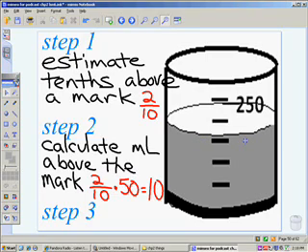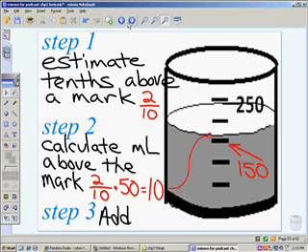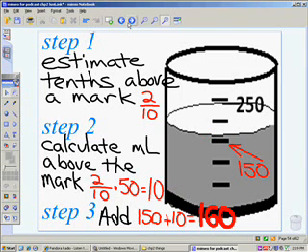Then the third step is to add that 10 milliliters to the increment below it. So it's going to be 10 plus 150. We're going to say it's 160 milliliters in that beaker.